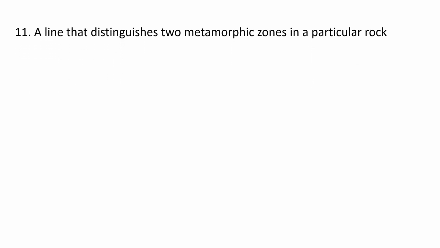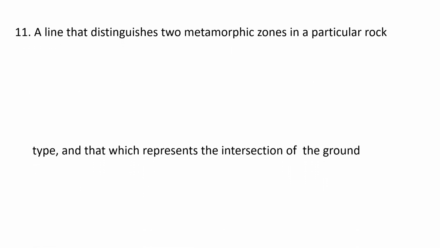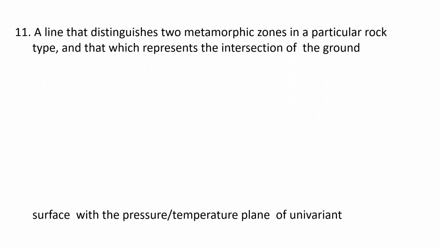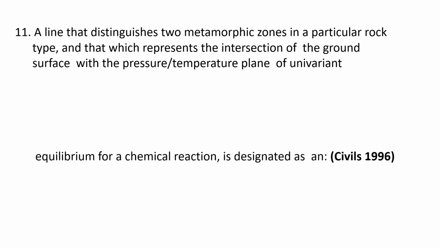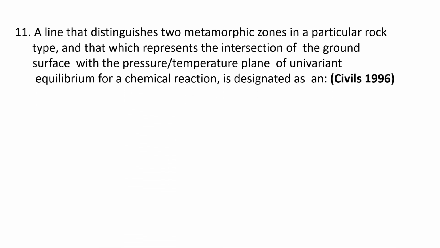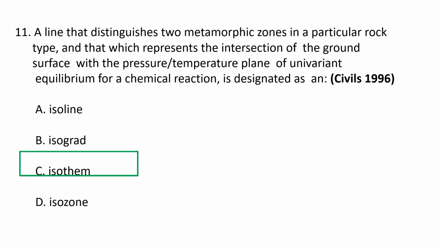Next question. A line that distinguishes two metamorphic zones in a particular rock type, and which represents the intersection of the ground surface with the pressure and temperature plane of univariant equilibrium of a chemical reaction, is designated as A. Isoline, B. Isograd, C. Isotherm, and D. Isochore. So the correct answer is B. Isograd.